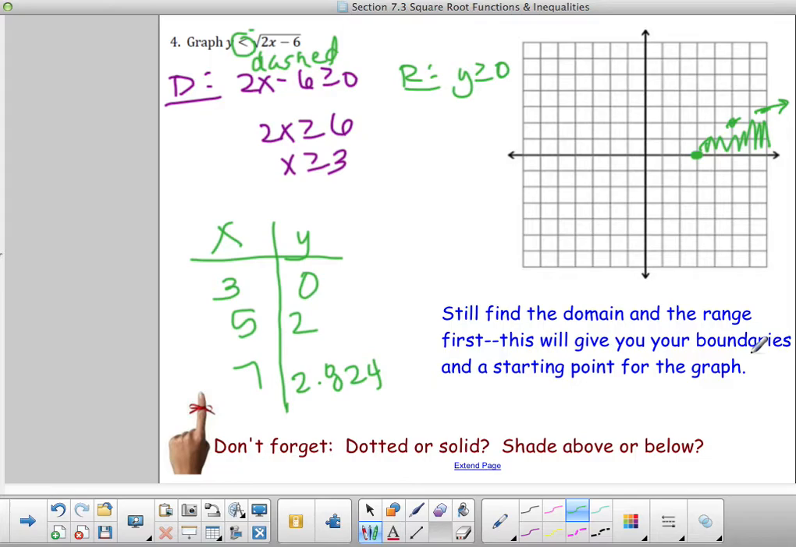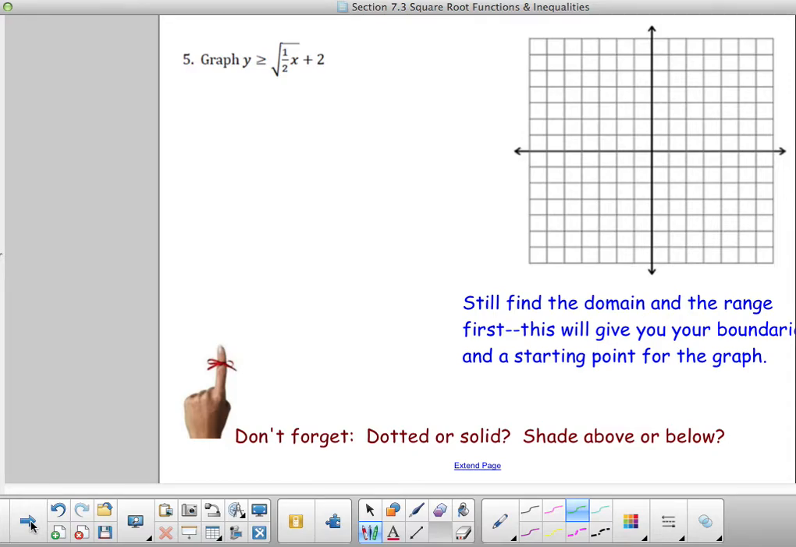If you have any questions on example 4, please write them down. Pause the video if you need to. Otherwise, let's keep moving on. Example 5, we're going to go ahead and graph this one. Okay, right away I see it's an inequality.